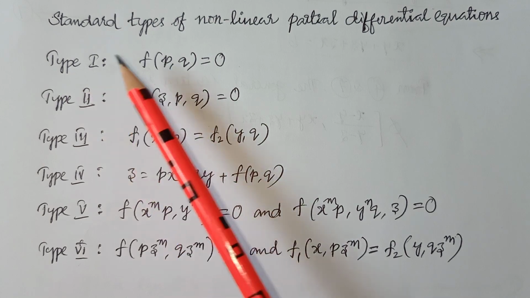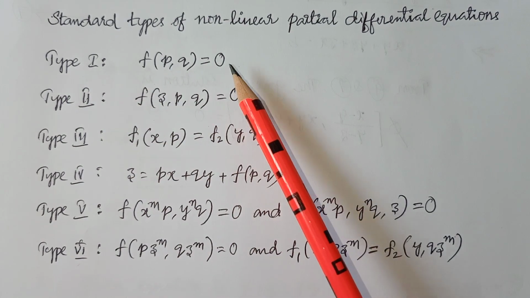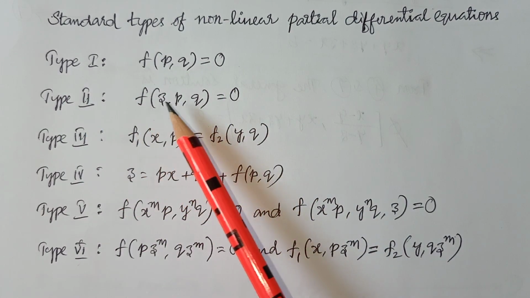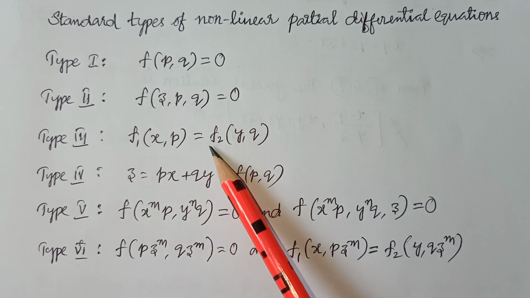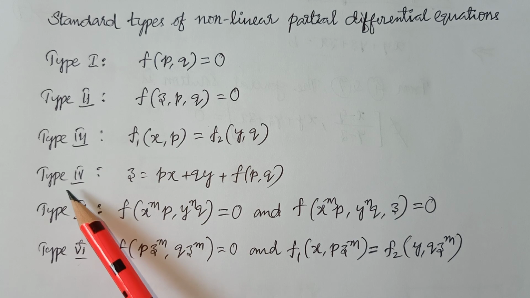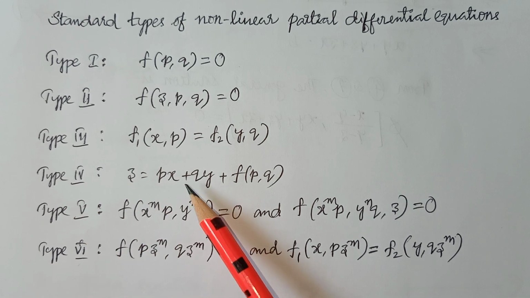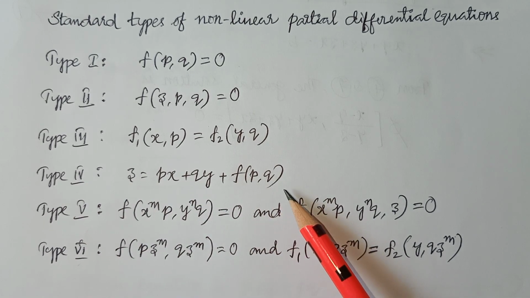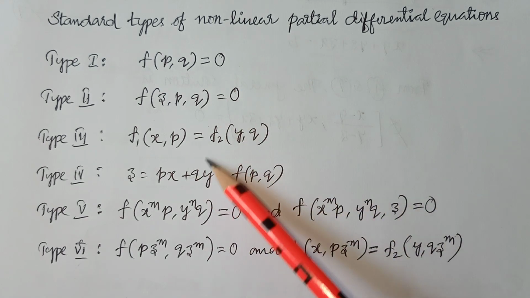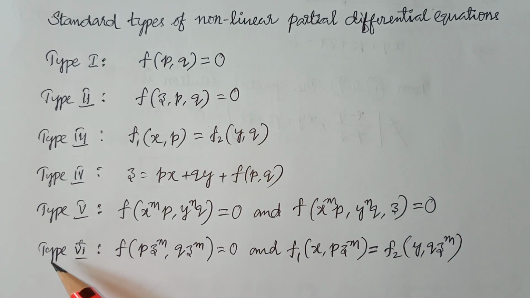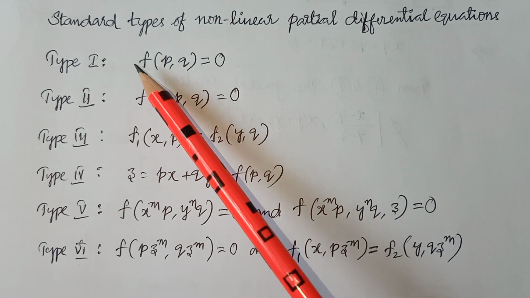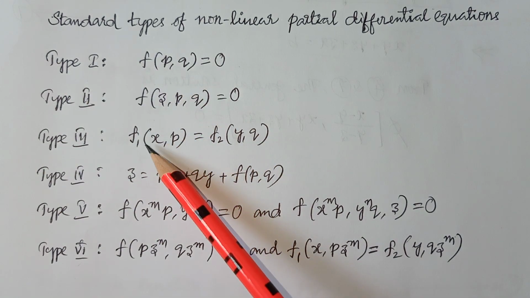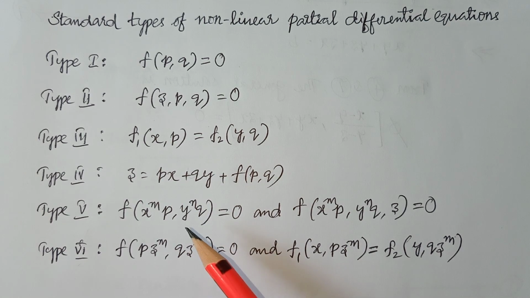Those are type 1, f of pq is equal to 0. Type 2, f of zpq is equal to 0. Type 3 is f1 of x comma p is equal to f2 of y comma q. The last one, type 4, z is equal to px plus qy plus f of pq. These are the 4 standard types, and the 5th and 6th we will try to solve by transforming them into type 1, type 2 or type 3.